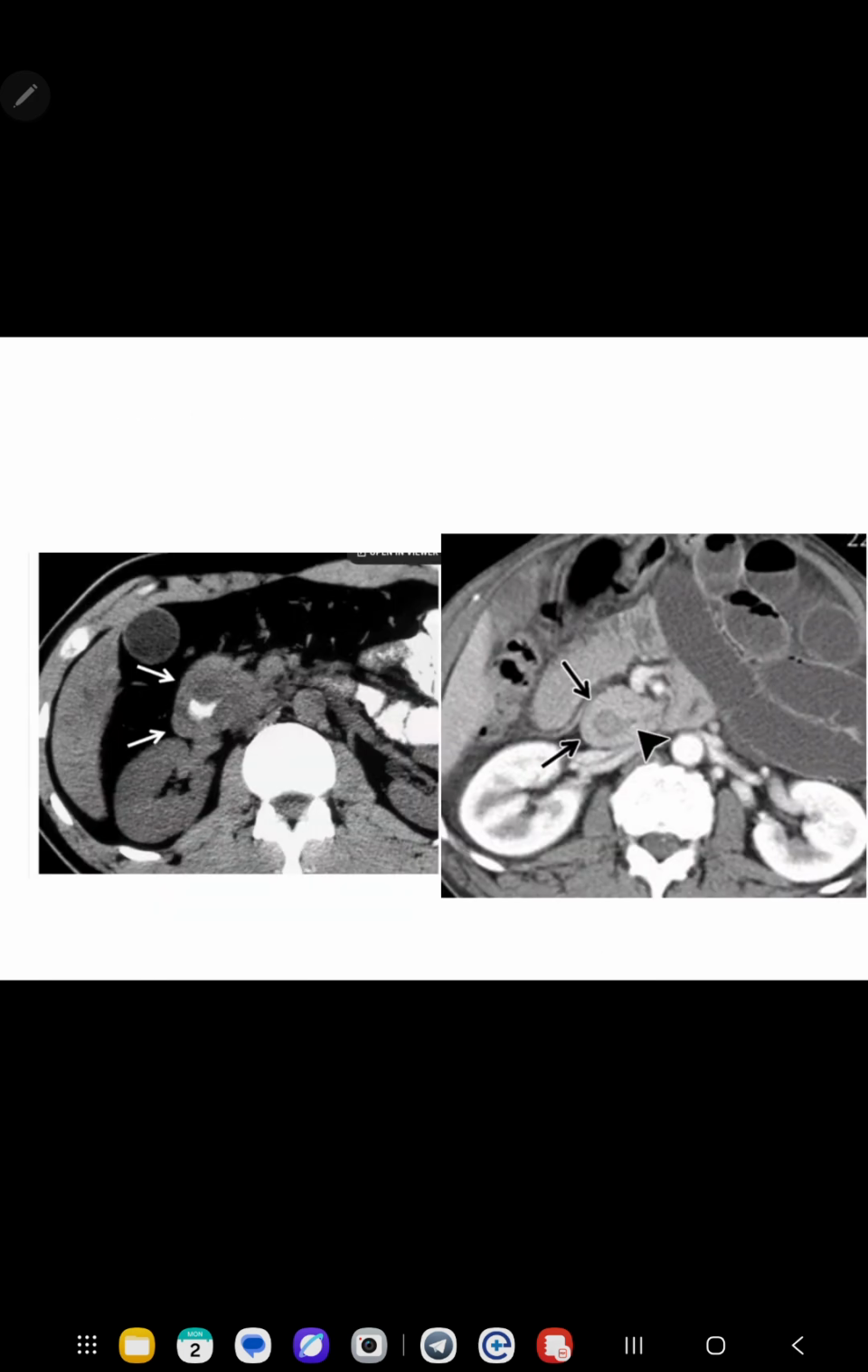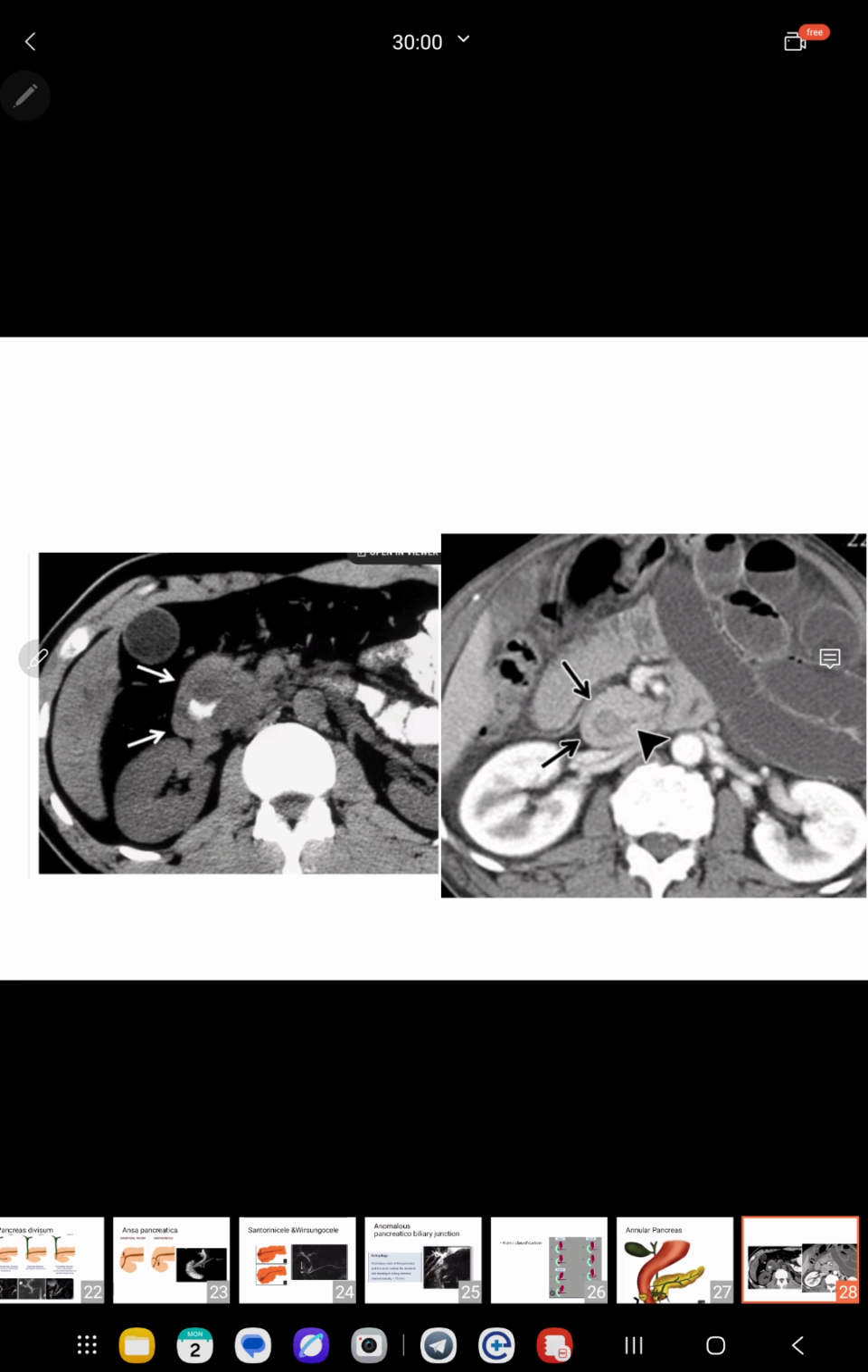So this is an image of the complete annular pancreas. This image is taken after oral contrast, that's why we can see the duodenum enhancement. And this image is after IV contrast. We can see the pancreatic tissue around the duodenum is enhanced.